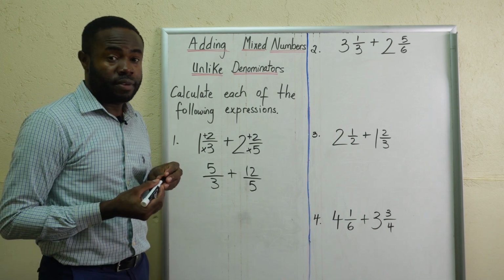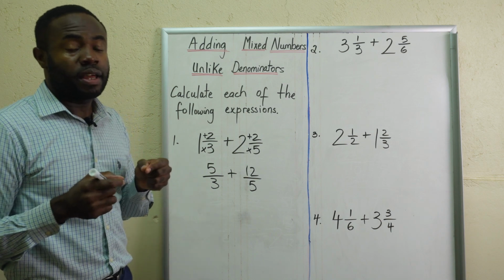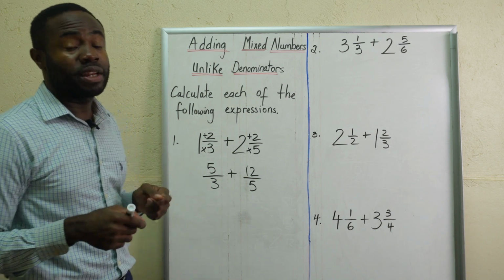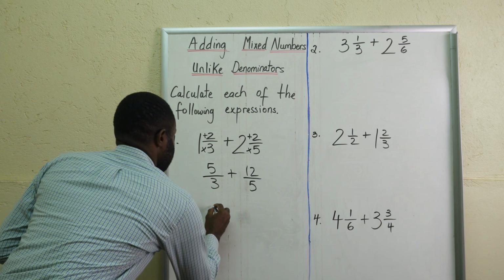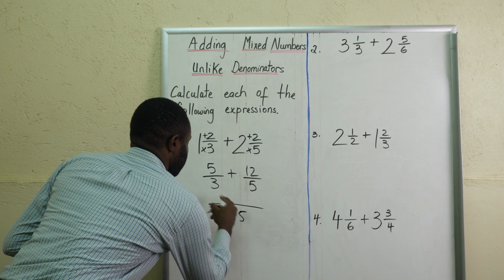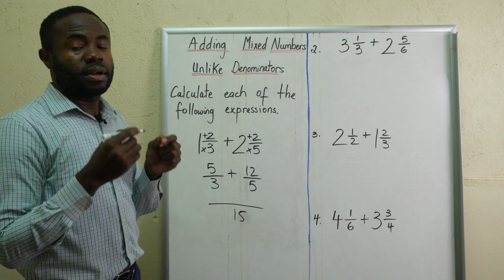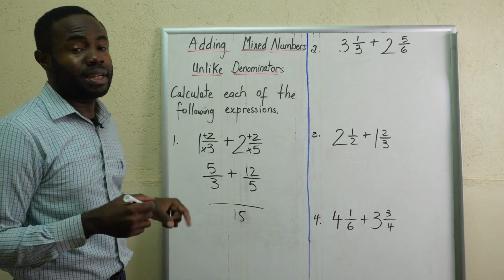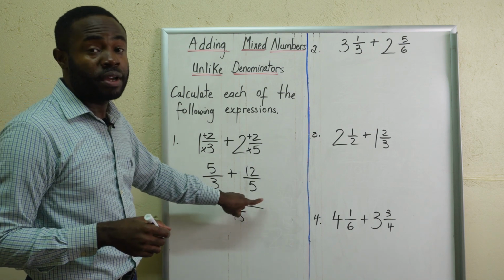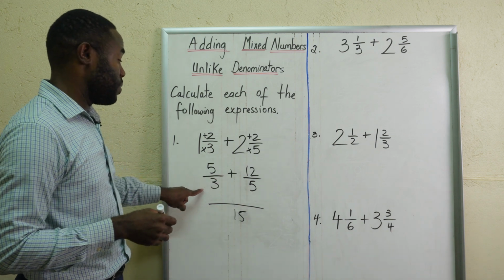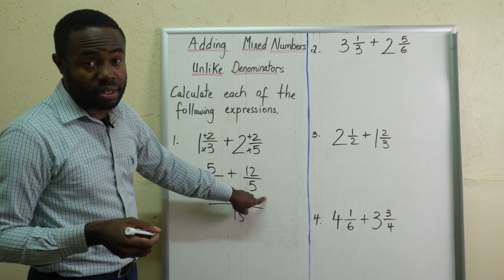It's obvious that they are different. If they are different and none is a multiple of the other, then we can simply multiply both of them to get the lowest common denominator, or the lowest common multiple of the denominators. So it's 3 times 5, that gives us 15. And that will be our lowest common multiple of the denominator. Again, you use this technique when, for example, 3 is not a multiple of 5, nor 5 is a multiple of 3.